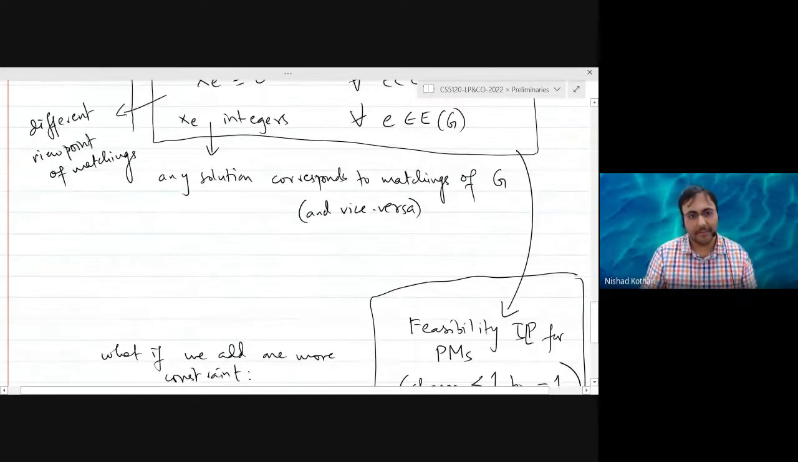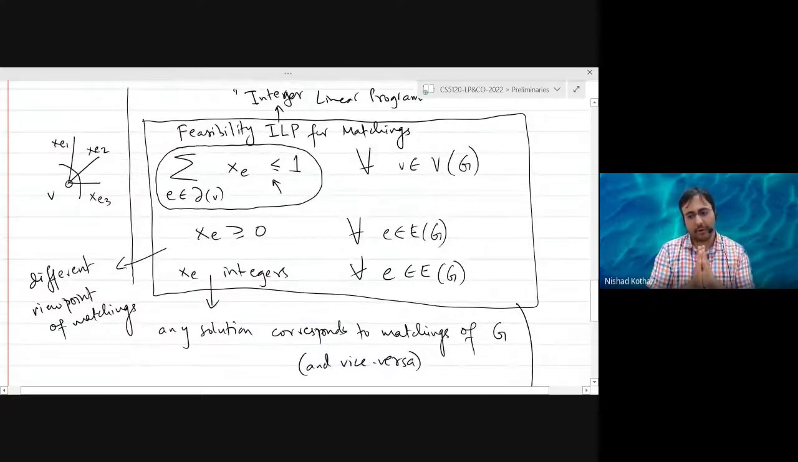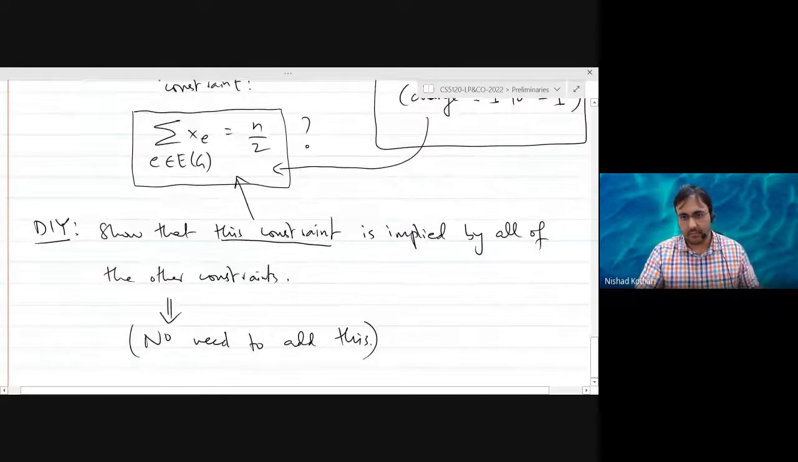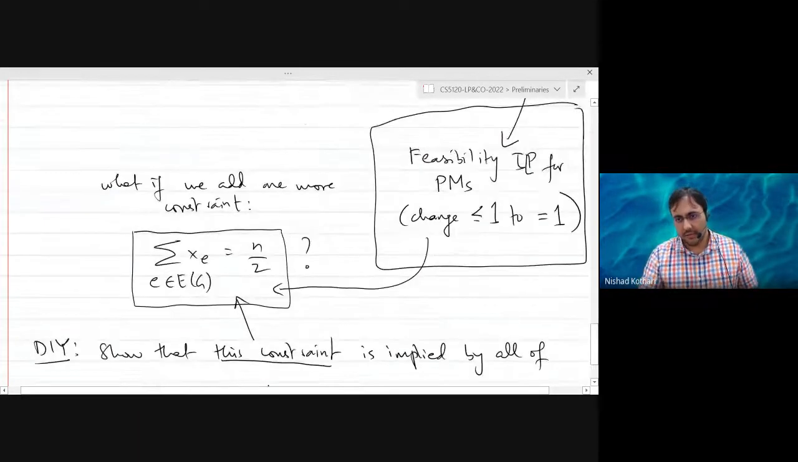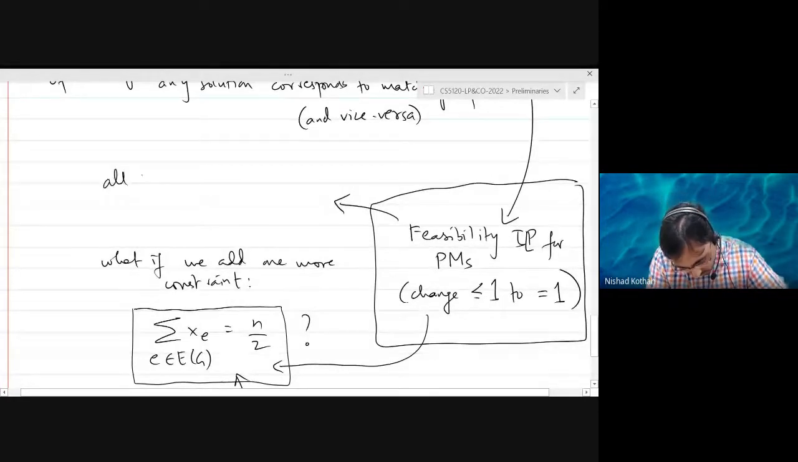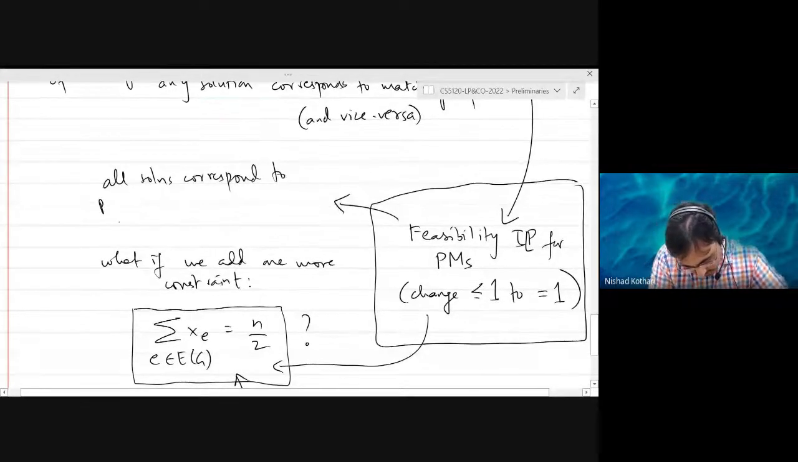All right. So that's why we are not going to add it, because already by putting equations for every vertex instead of inequalities, we will get exactly the set of perfect matchings of the graph. So all solutions will correspond to perfect matchings and vice versa. So I'll just make that point here. All solutions correspond to perfect matchings.